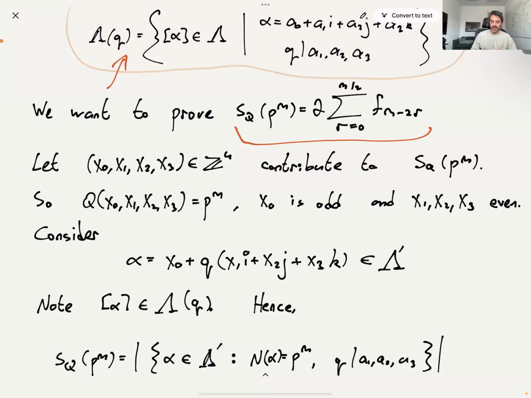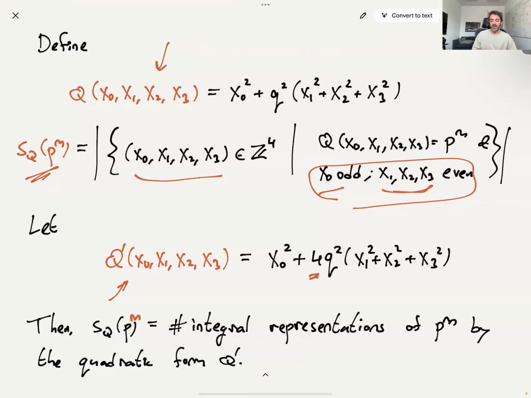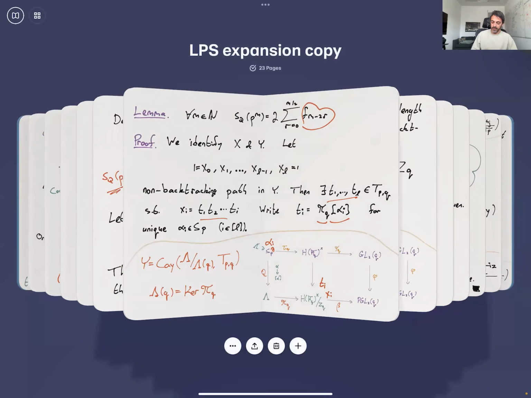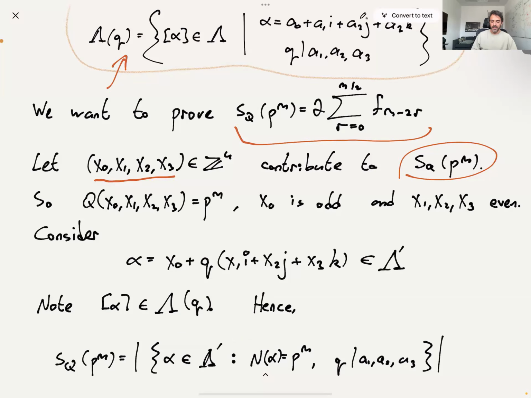So let's consider first a 4-tuple that contributes to SQ of P to the M. Right, SQ of P to the M was, by definition, this thing: how many 4-tuples do you have such that Q of that 4-tuple is P to the M, and x0 is odd and the rest are even. And so let's take such a 4-tuple of integers. So we know that Q of that 4-tuple is P to the M, x0 is odd, and the remaining are even.